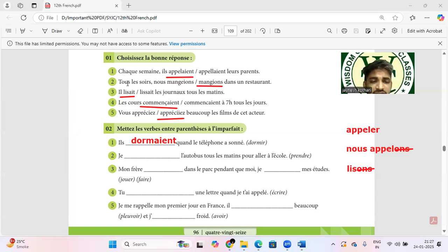Next. Second one. Students, tell me the spelling directly. Come on, anyone? PRENDAIS. PRENAIS आएगा बेटा. D नहीं आएगा. ठीक है. प्रendre के nous फॉर्म में D आता ही नहीं है. ओके. तो इसमें आपको सिर्फ ONS कैंसिल करना है. So I used to take the bus every morning to go to school.